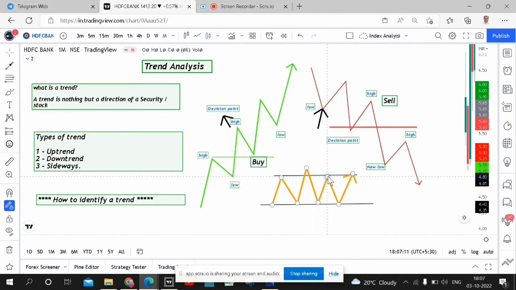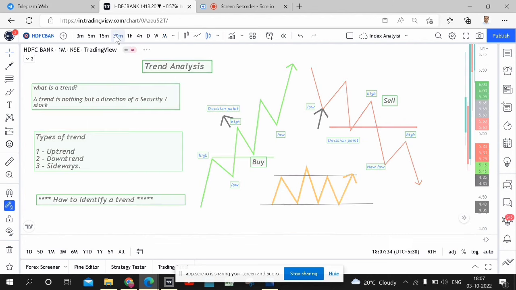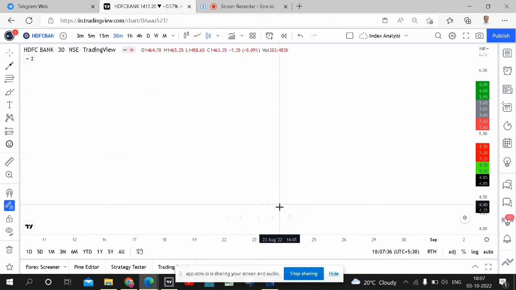In this case, if you are initiating a short here, this will be the target, and if you're initiating a buy, this will be the target. So do not expect high rewards in a sideways market, and this is how it works. This is the simple thing about trend analysis and where to buy and where to sell, how to make a decision. So quickly, I'll go to a chart and show you how to identify it.